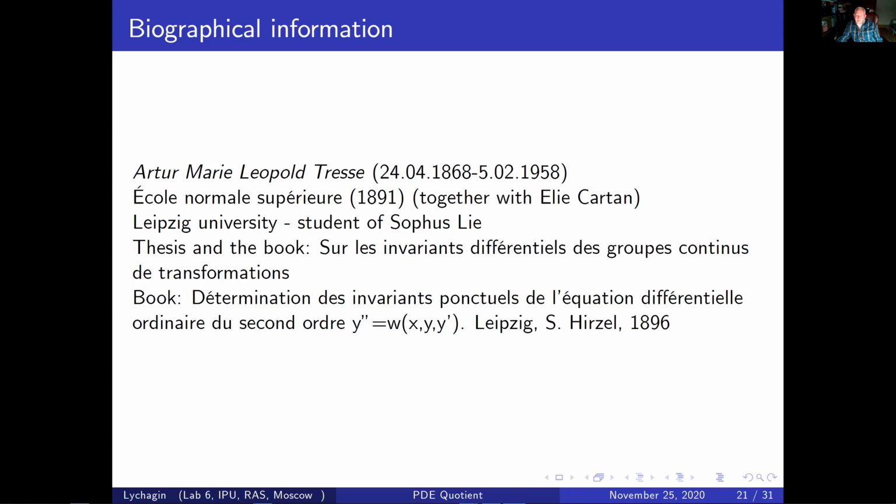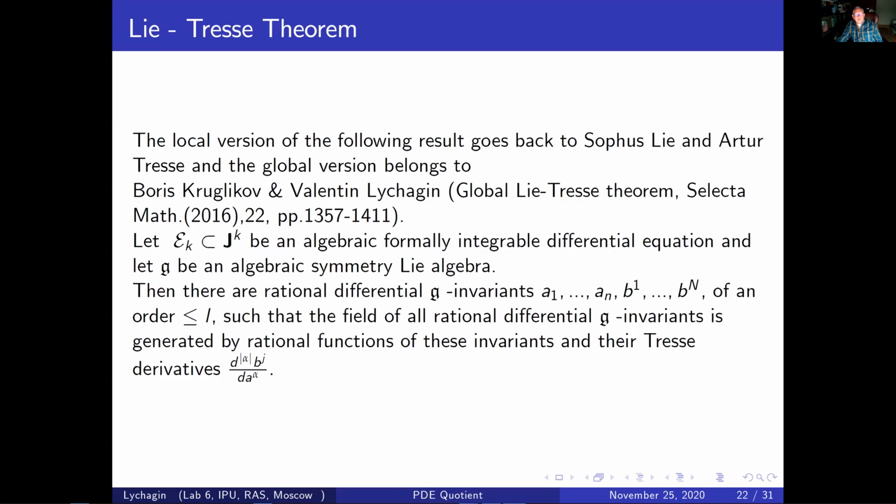Also, in Leipzig he met Wilhelm Killing, and after this he came back to Paris and presented Killing's works to Cartan, and this was the origin of Cartan's work on Lie algebras. And by the way, the notion of Lie groups also belongs to Tresse. He introduced this notion in his thesis. Lie was his supervisor, so this was very natural. Okay, so this is Tresse.